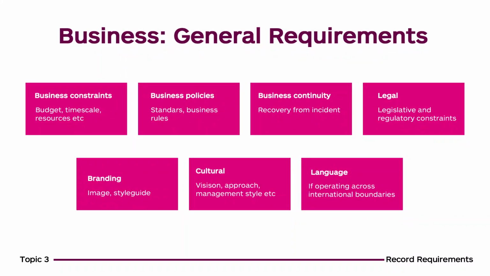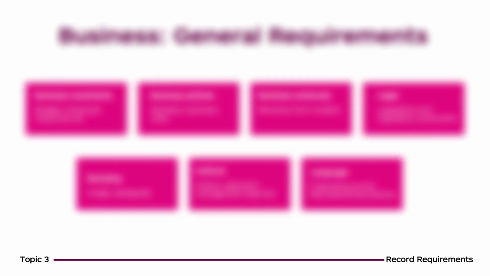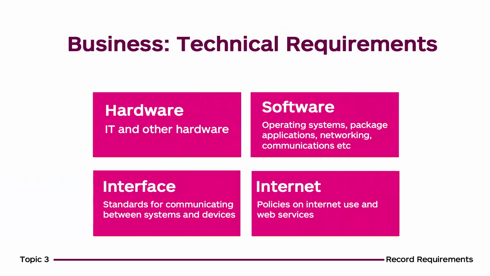Let's zoom in on business general requirements. Here's where you consider things like business constraints, budget, time, business policies, standards, rules, and legal requirements, laws and regulations. For instance, if you're working with sensitive data, one of your general requirements could be complying with GDPR. There's also branding, keeping things on brand, cultural factors, and even language considerations. Each of these is crucial to ensuring the business runs smoothly and stays on track.